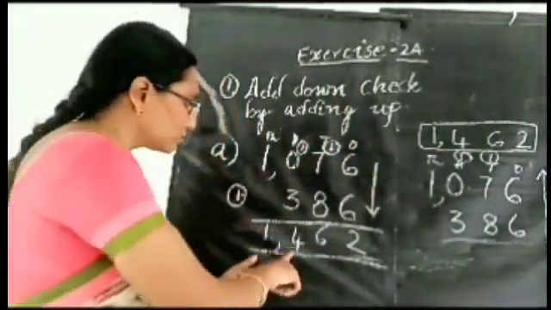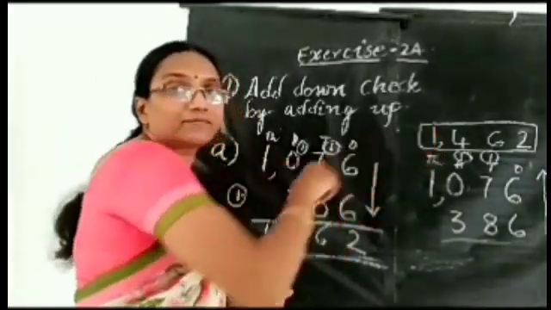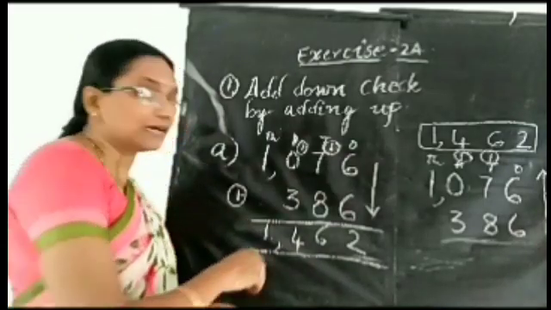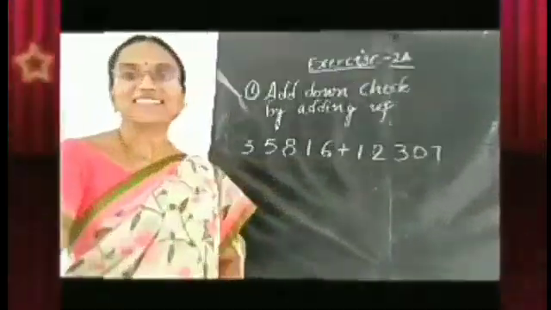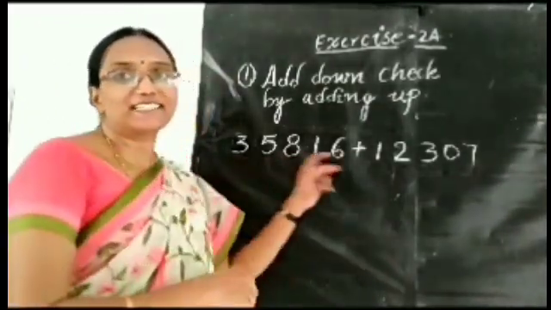1462. Here also 1462. Both are same. So our sum is right. See this next example. Here two 5-digit numbers are given.